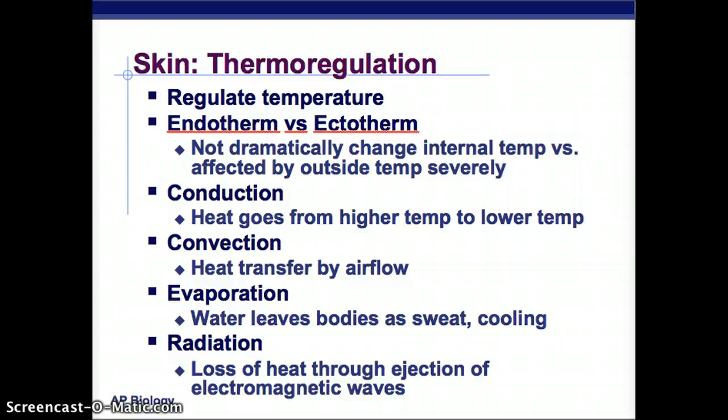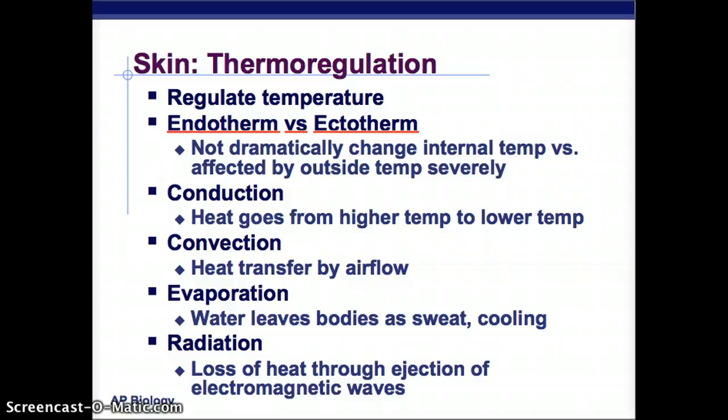There are four steps in heat flow, which play into thermoregulation, and our body has to figure out how to regulate those in order to keep us at the right temperature. One is conduction. Heat just transfers from a higher temperature to a lower temperature. So if you're cold and your friend has warm hands and you hold their hands, the warmth from their hands goes into your hands. That's conduction. And convection is heat transfer by airflow. So if you're standing outside on a cold, windy day, it's going to feel even colder because that air is going to be taking the heat right off your body.